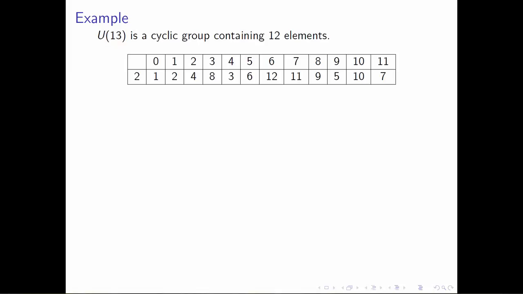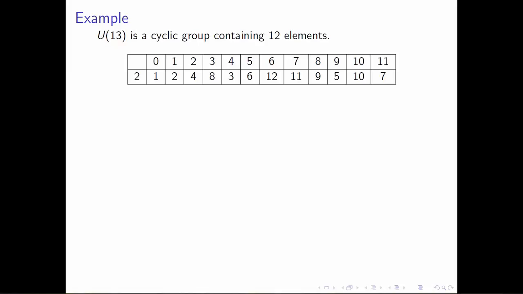Now, similarly, we could go into Excel and we could use a different group. Let's this time use the group U of 13. So remember, this is the set of positive integers less than 13 that are relatively prime to 13. Since 13 is prime, everything is going to be relatively prime to it, and so all of the numbers 1 through 12 belong to the group U of 13.